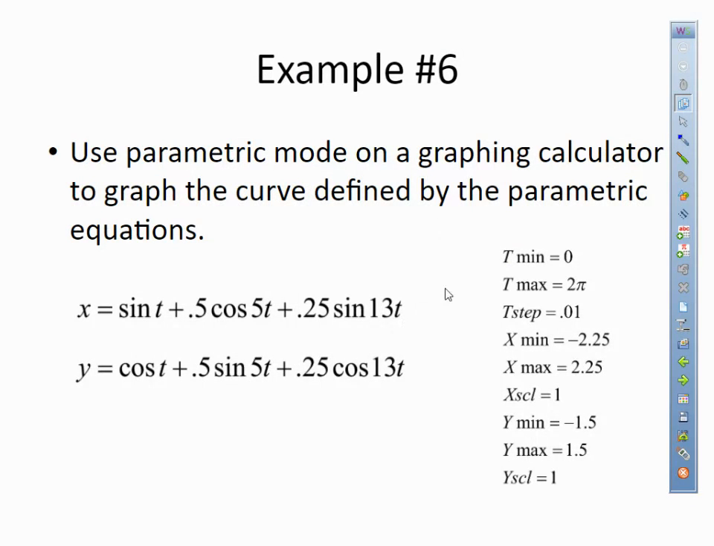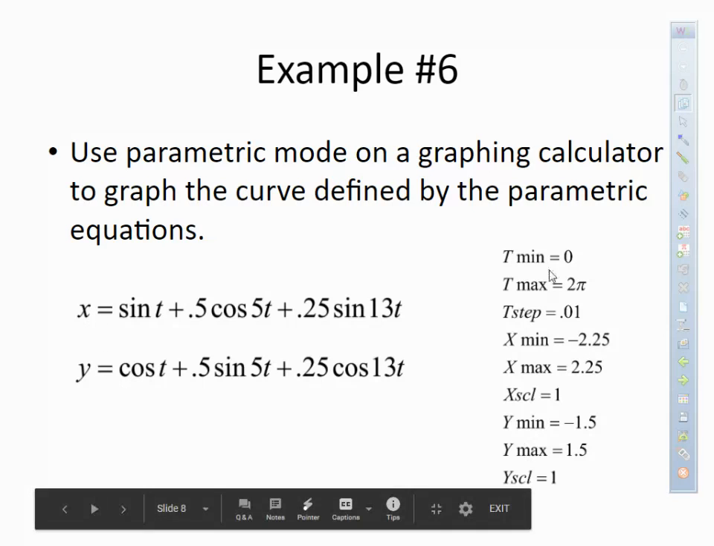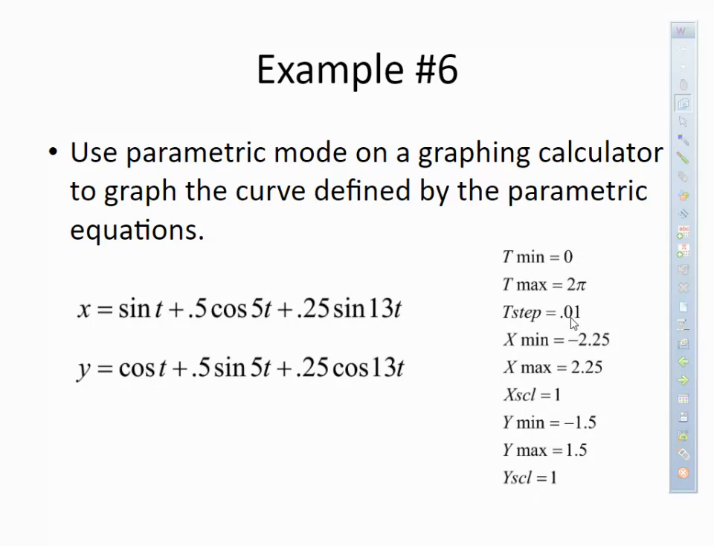So now I want you to play with the calculator. If you have a graphing calculator, I want you to use parametric mode on the graphing calculator, and I want you to type in these two equations for x and y. And then this is what you want to put in your window. You want your t to go from 0 to 2 pi, and you want it to go steps of 0.01. That just means we want our dots really close together to really get a nice picture.